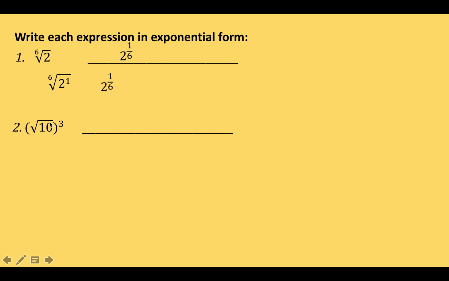Now the square root of 10 raised to the third, you've got to deal with what's in the parentheses first. So we're going to have our 2 placed in our denominator and our 1 stays in our numerator. Now when a power is raised to a power, we multiply. So we're going to have 3 times 1/2, which gives us 3/2, and our 10 stays the same.